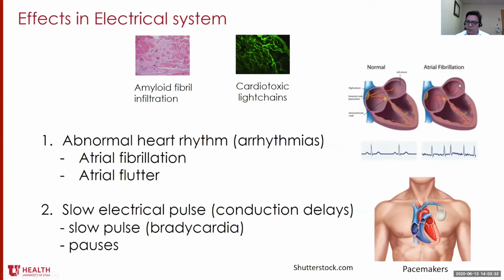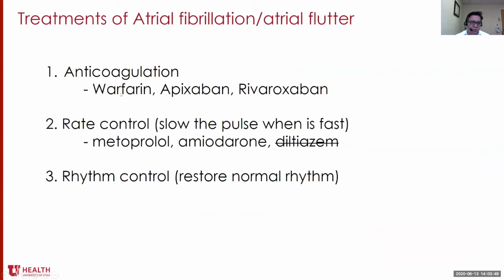here at the top, they don't have a good contractility. So there's formation of clots in these chambers. And these clots can go to the brain and cause a stroke. So that's one of the major dangers of atrial fibrillation. So you need to be on blood thinners, and your cardiologist can discuss with you what type of anticoagulation.